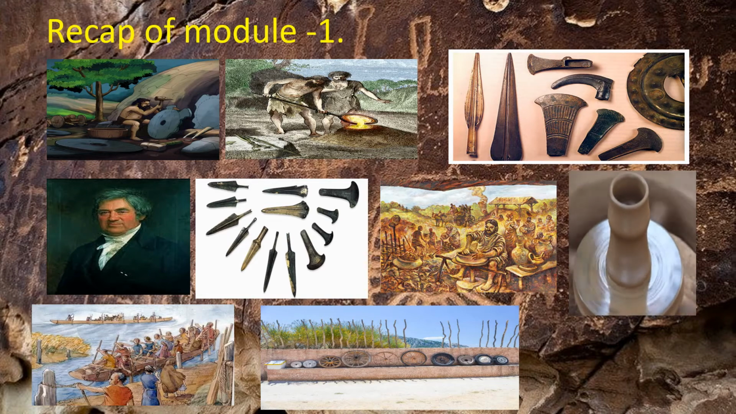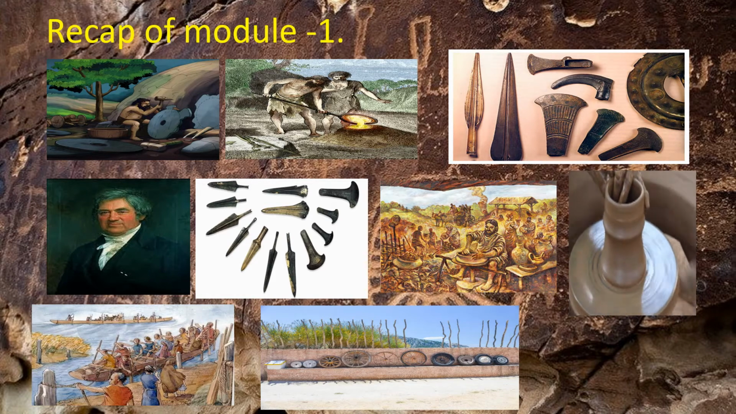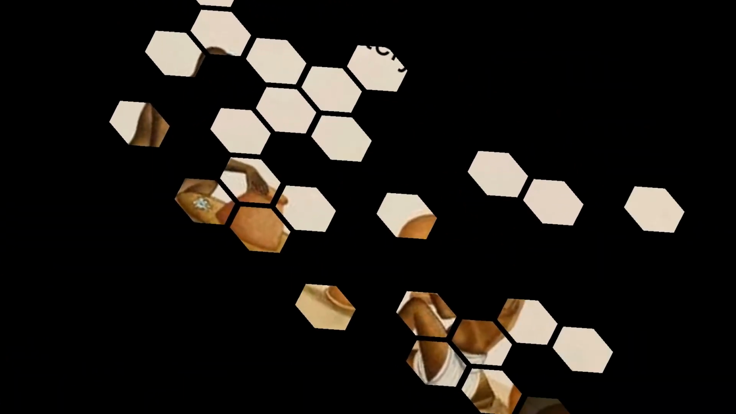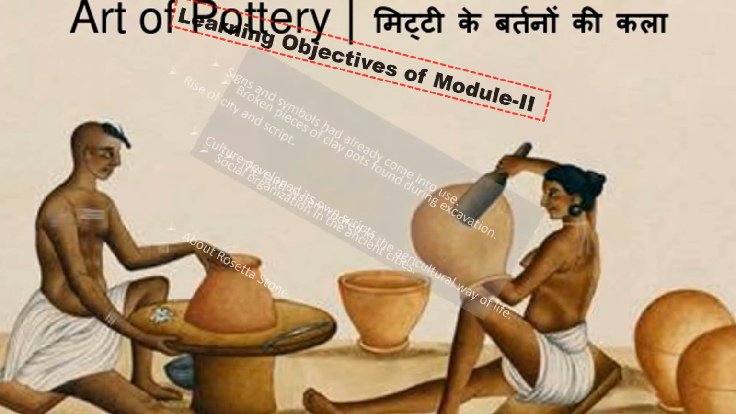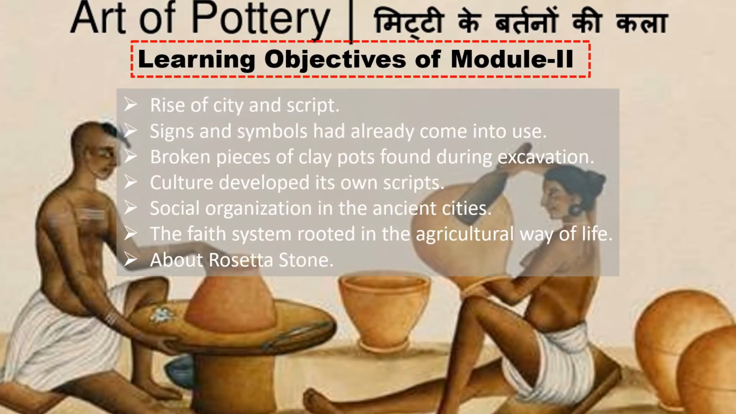So let's move forward to our Module 2. Let's see the learning objectives of our Module 2. In this module, we are going to learn about the rise of cities and script. Signs and symbols had already come into use. Broken pieces of clay pots found during excavation. Culture developed its own script. Social organization in the ancient cities. The faith system rooted in the agriculture way of life, and lastly about the Rosetta Stone.